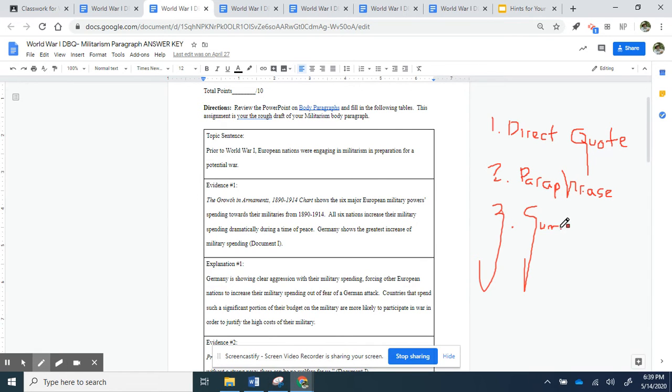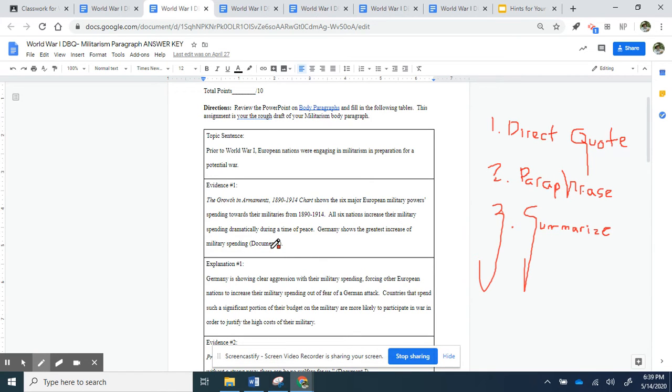So you can summarize it. What you're doing is basically summarizing the entire document. Does it always have to be a map, a chart, or a cartoon? No. Sometimes it can be, hey, I think everything in this document is important, let me explain what this document is saying in a sentence or two. So you can direct quote, paraphrase, or summarize your evidence.